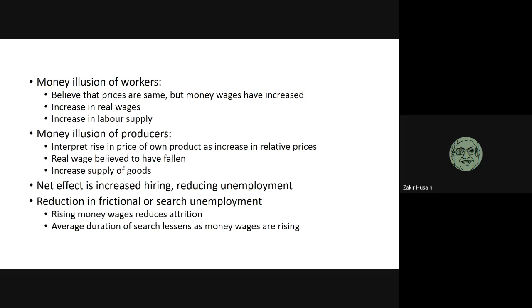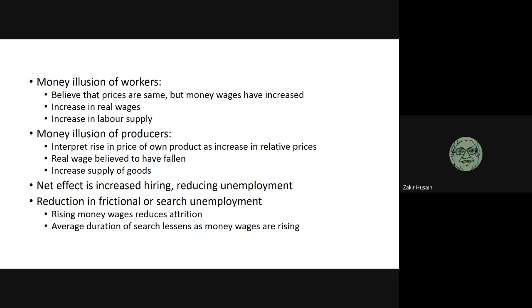The net effect of these two processes is you have increased hiring in the economy, more people are hired, unemployment goes down. There's also a reduction in frictional or search unemployment. What happens is if money wages go up, people tend to stick to their jobs. So the average duration of the search lessens when the money wages are rising. You don't want to shift from here to here. And anyway, people are hiring, so if you want to shift jobs, you can easily find another job.